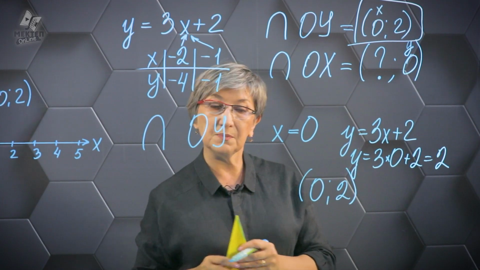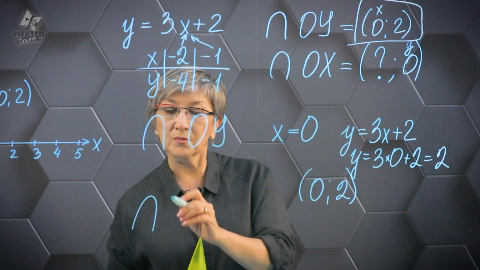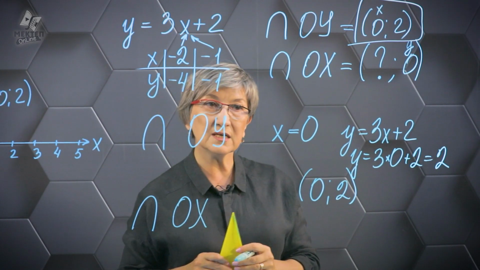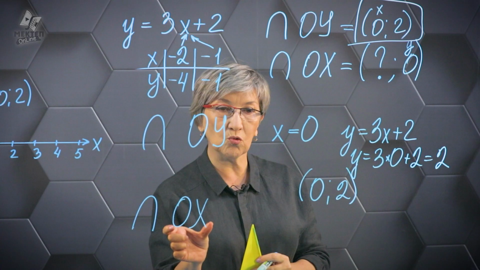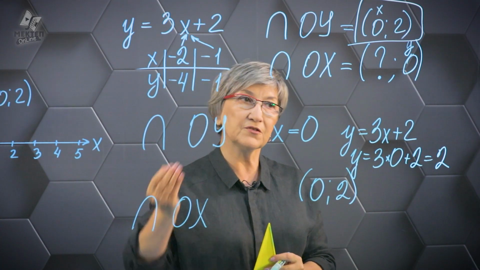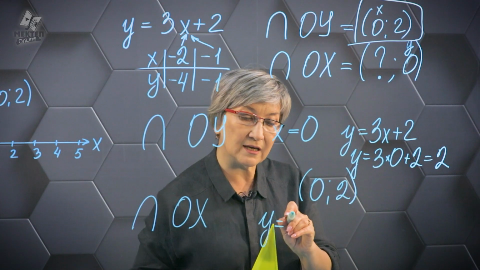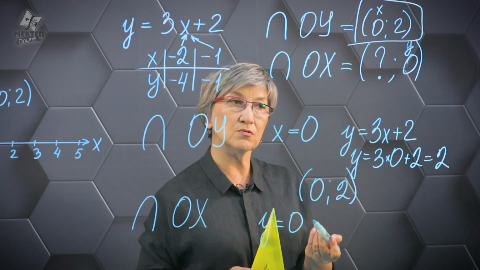Now, let's find the coordinates of the intersection with the x-axis. If the function's graph crosses the x-axis, then the second coordinate is equal to 0. In our case, y equals 0. So what do we end up with?